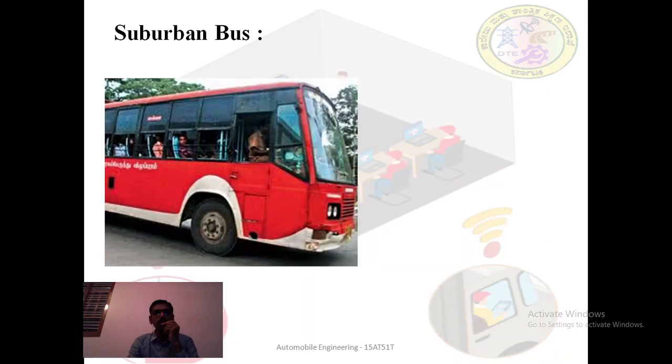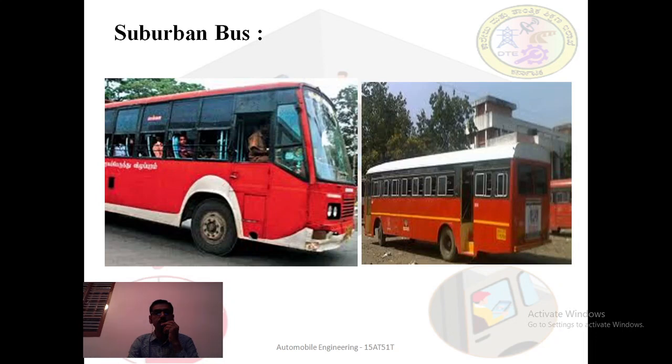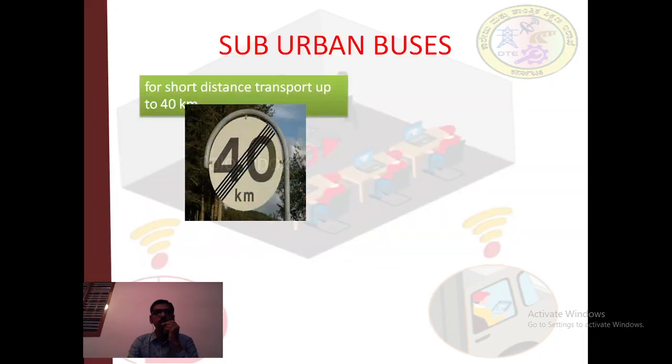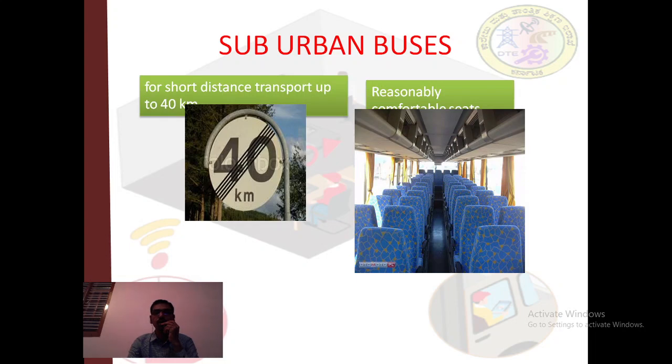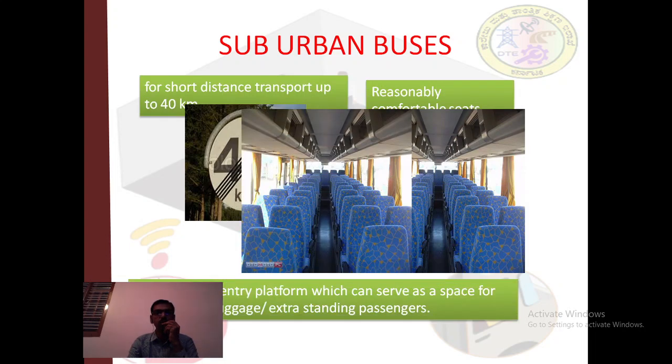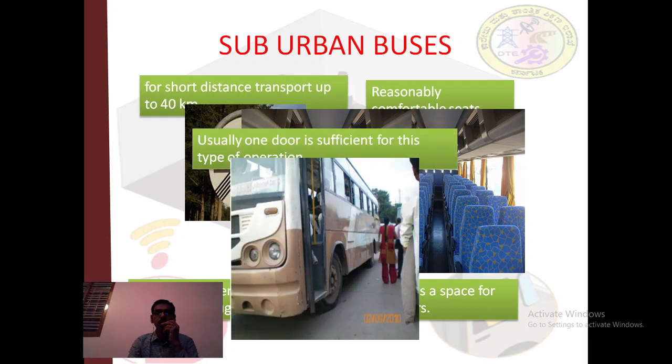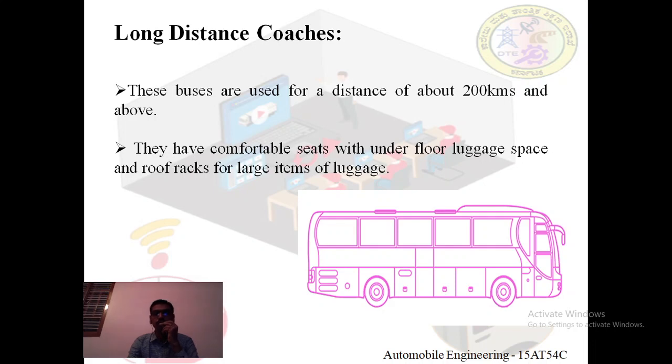You can see these suburban buses like this. Suburban buses for short distance up to 40 to 50 kilometers. Reasonably comfortable seats for suburban buses. Fairly small entry platform which can serve as space for luggage or extra standing passengers. Usually one door is sufficient for this type of suburban buses.